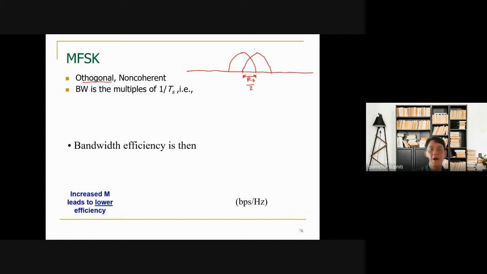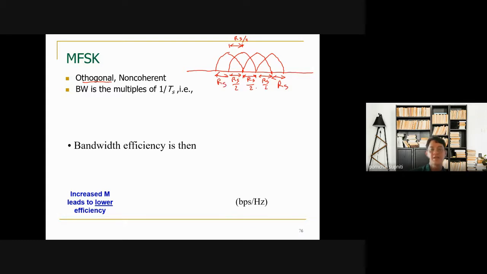This is for binary, so there are only 2 main lobes. But if you have multiple, let's say you have 4, this is what happens. So this is RS over 2, and RS over 2, RS over 2. This is the difference. It has to be RS over 2 so that they are orthogonal. But the way I draw it maybe is a little bit misleading. RS over 2 is smaller than half the main lobe, but I drew it maybe equal, maybe not so good. But in any case, the second part of the main lobe is RS.